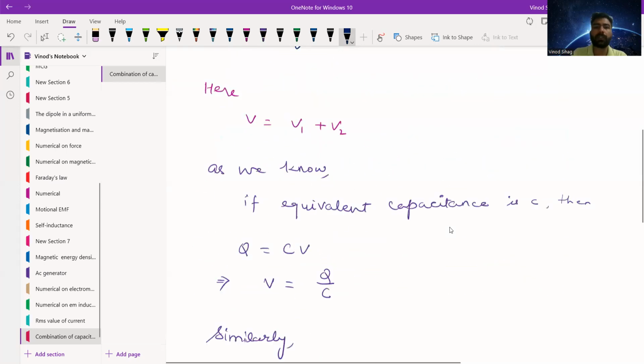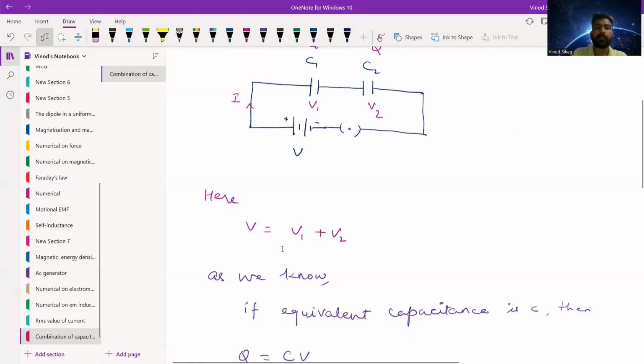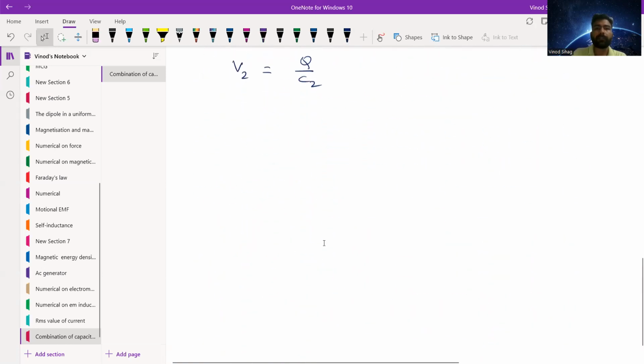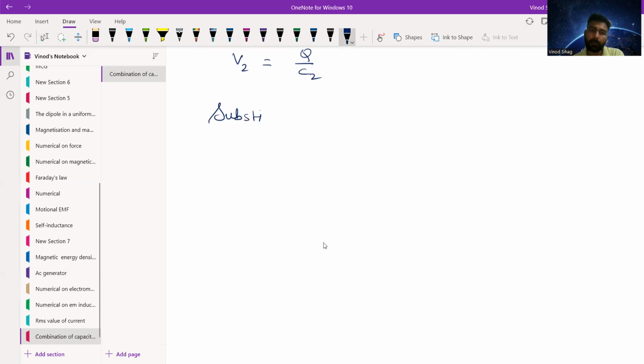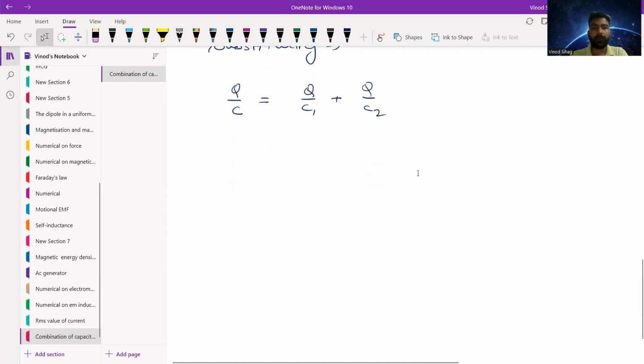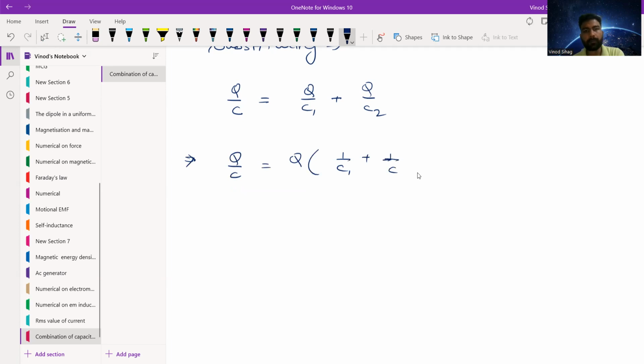Now substitute these equations in the above equation where V equals V1 plus V2. Now, okay, after substituting, we will get Q upon C equals Q upon C1 plus Q upon C2. So this will be the equation. And as we can see that we can take Q as common from the right hand side. So equation will be Q upon C equals Q into 1 upon C1 plus 1 upon C2.